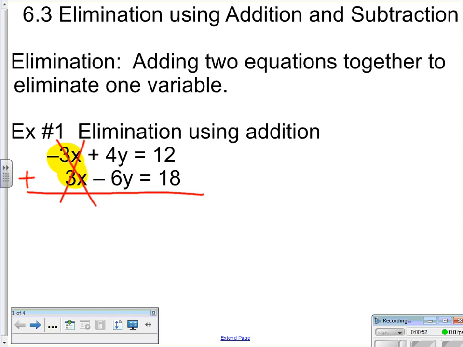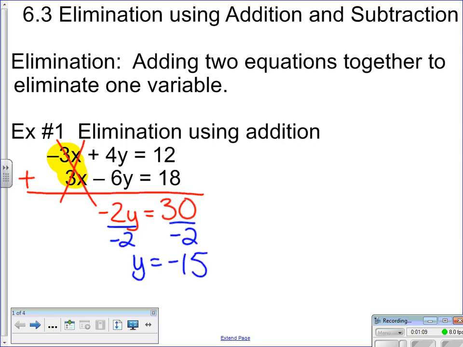So then take the 4 with the negative 6, add those together, you've got negative 2. 12 and 18 make 30. So leaving you only one step, which is to divide by negative 2, and you get y equals negative 15. So very quickly you've solved for y using elimination.